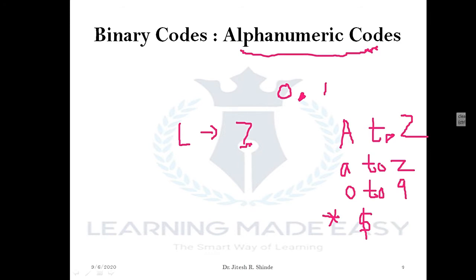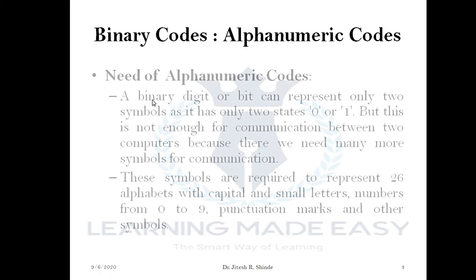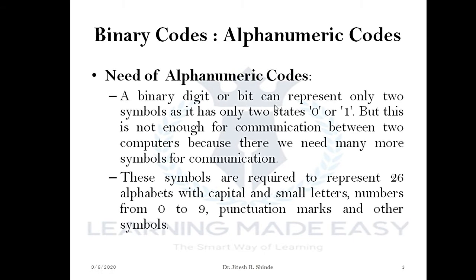So, let us see what really is alphanumeric code, as given in the slide. Need: a binary digit or a bit can represent only two symbols as it has only two states, 0 or 1. But this is not enough for communication between two computers, because there we need many more symbols. Just now I explained this point with the help of an example. These symbols are required to represent 26 alphabets in capital and small letters, numbers from 0 to 9, punctuation marks and other symbols.